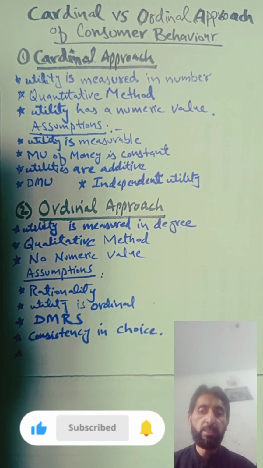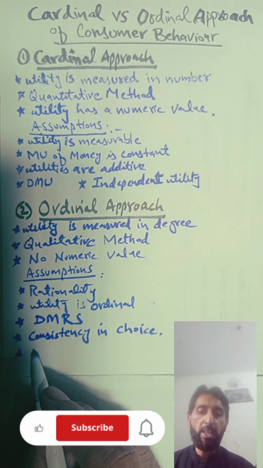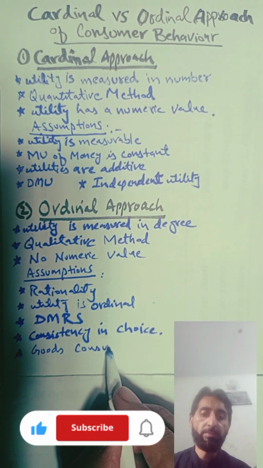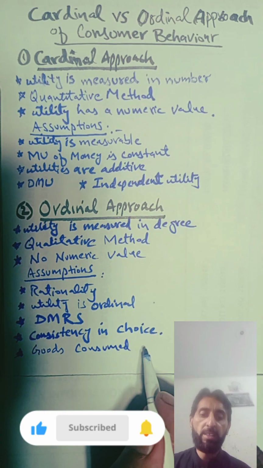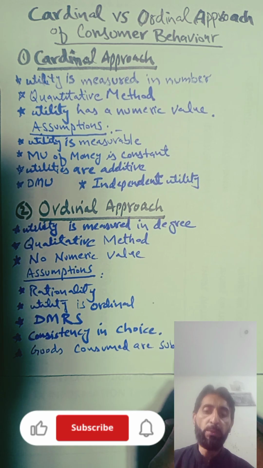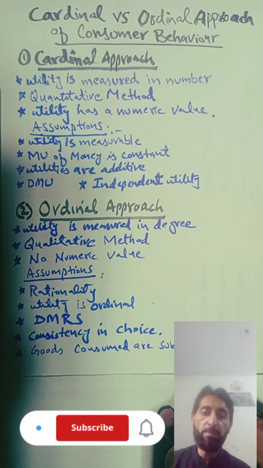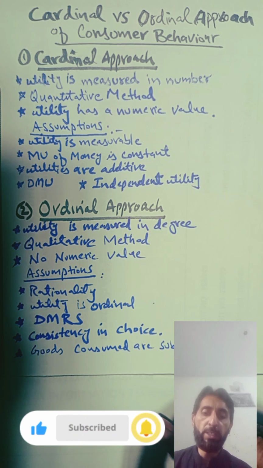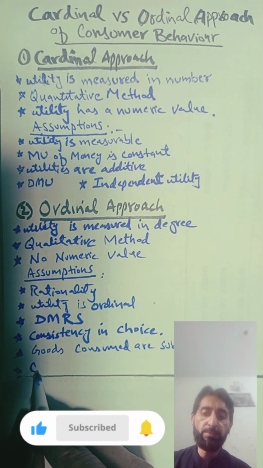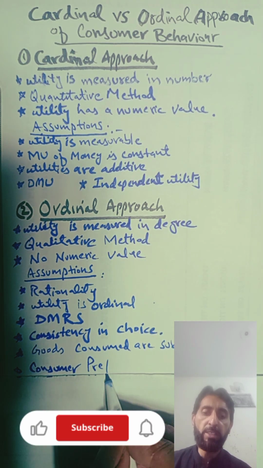Number 4, consistency in choice. The consumer, it is assumed, is consistent in his behavior during a period of time. For example, if a consumer prefers combination of good A to combination of good B, he then remains consistent in his choice. His preferences during another period of time do not change.